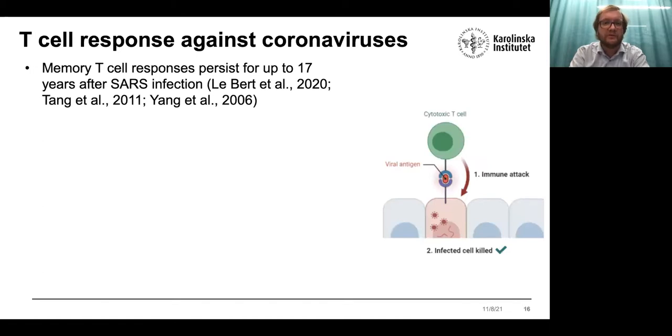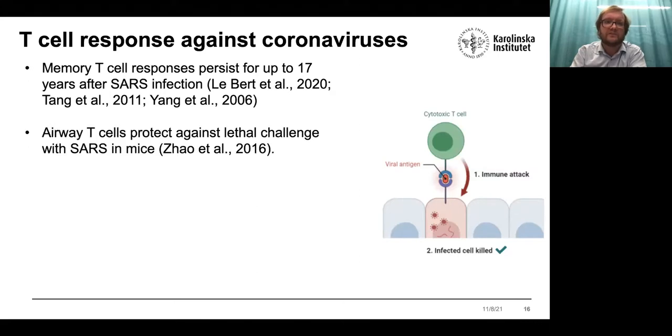Okay, so just a very brief intro to SARS-CoV-2 and to the field in general when it comes to T cells, the T cell response against our coronavirus. So we know that memory T cell responses can persist for up to 17 years after SARS infection. This was shown by Bertoletti's group in what has almost become a seminal paper already, published in Nature in 2020, where he could provide data that people infected with SARS-CoV-1 still had detectable, very nice T cell responses 17 years after their infection. And we know from other models developed in the SARS field that airway T cells, known as resident memory T cells, most likely protect against lethal challenge with SARS in mice.